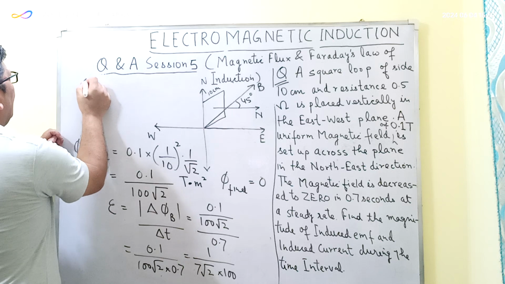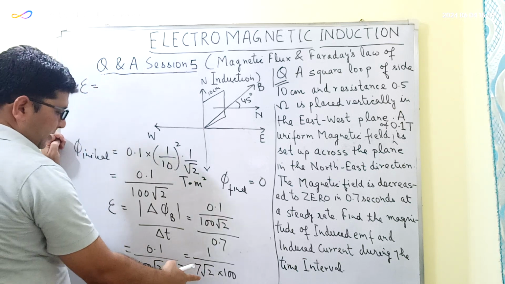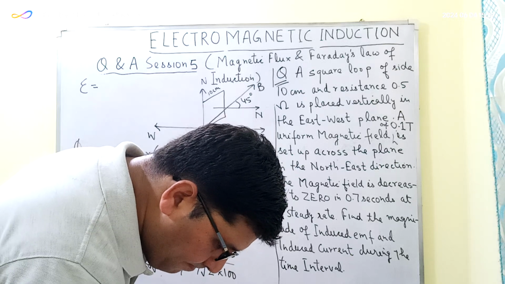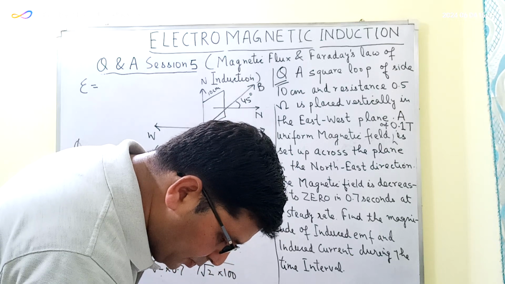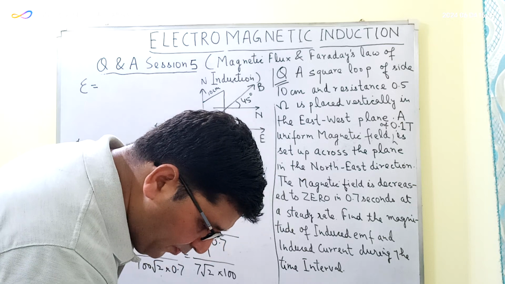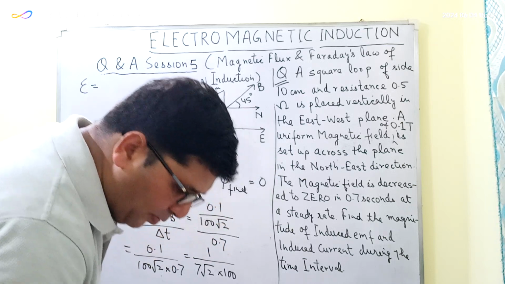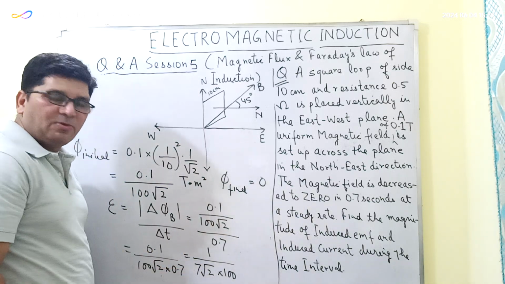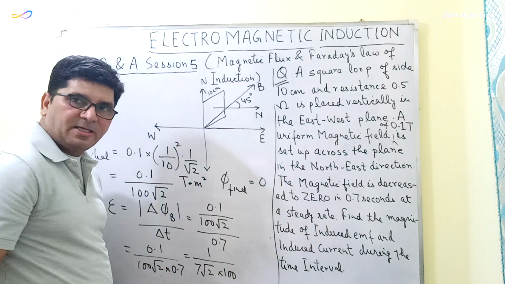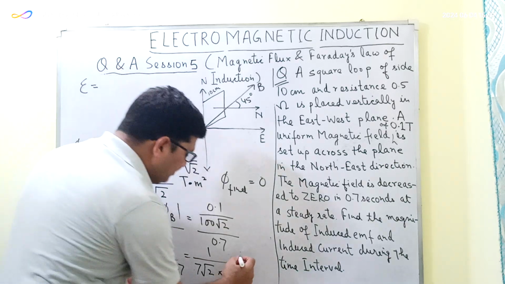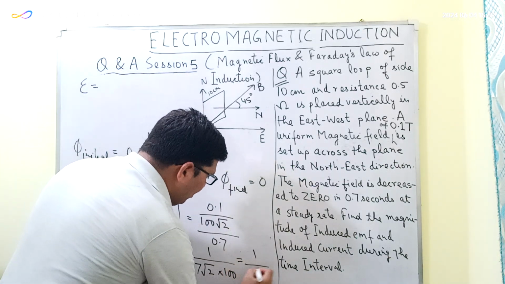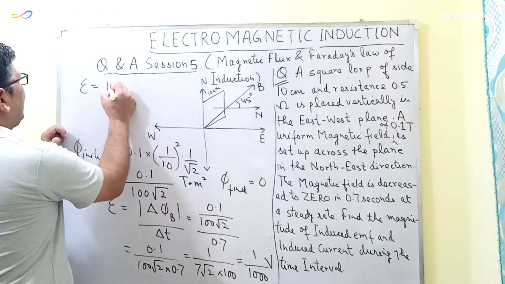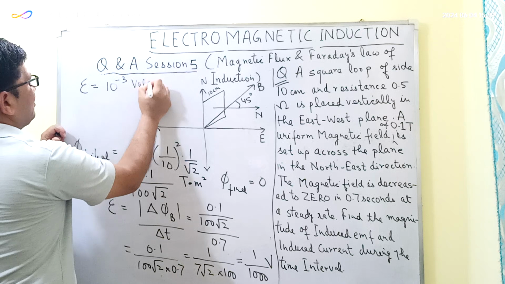So the induced EMF is equal to, now 7 root 2 is equal to 1.414 into 7. So this is approximately equal to 9.9. The value of 7 root 2 is approximately equal to 9.9. So if I take it as 10, I am just roughly taking it as 10. So this will be equal to 1 divided by 1000 volts. So the induced EMF is equal to 10 to the power minus 3 volt, and this is the approximate value.